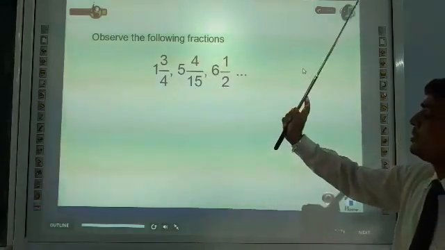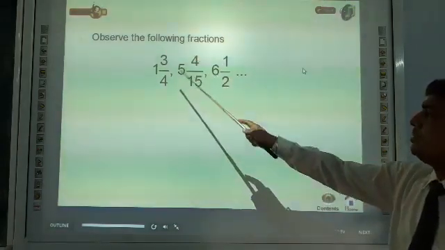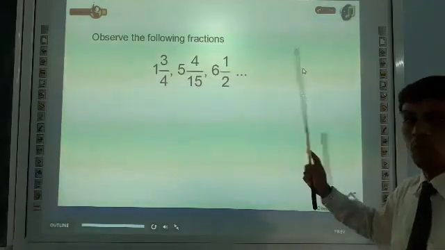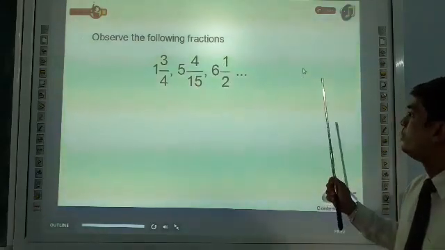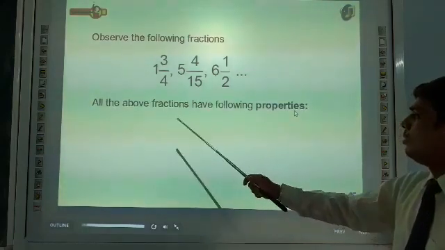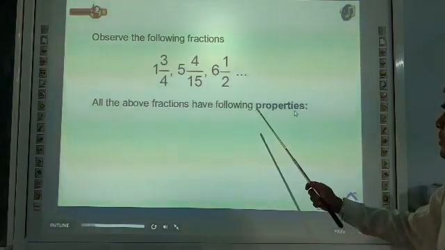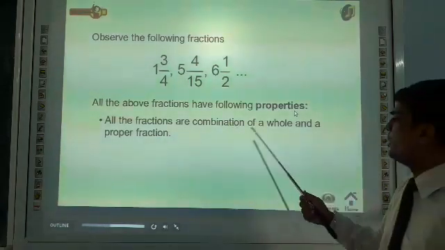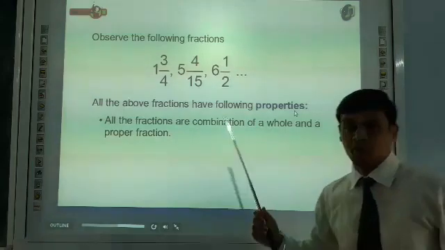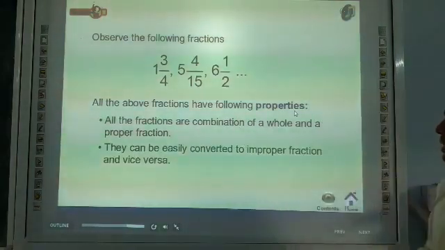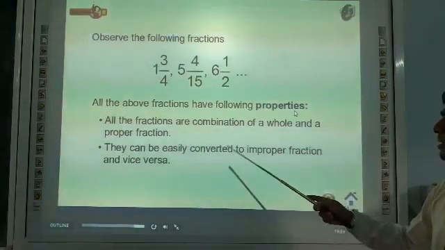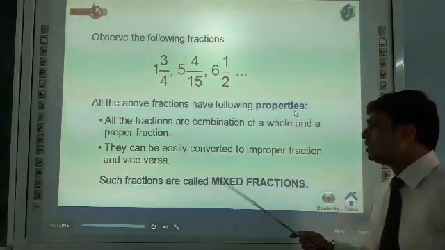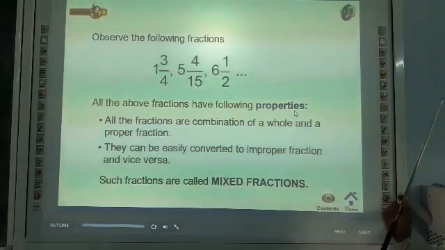Observe the following fractions: 1 3 by 4, 5 4 upon 15, 6 1 by 2 and so on. All the above fractions have the following properties. All the fractions are a combination of a whole and a proper fraction. Second, they can be easily converted to improper fractions and vice versa. Such fractions are called mixed fractions.